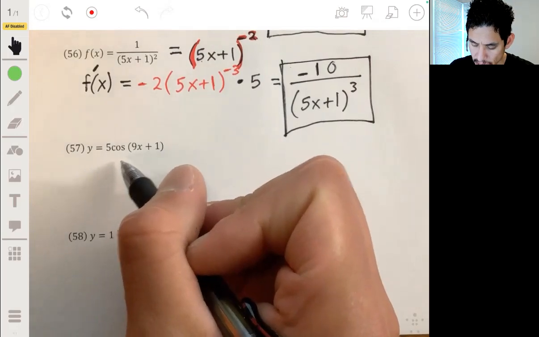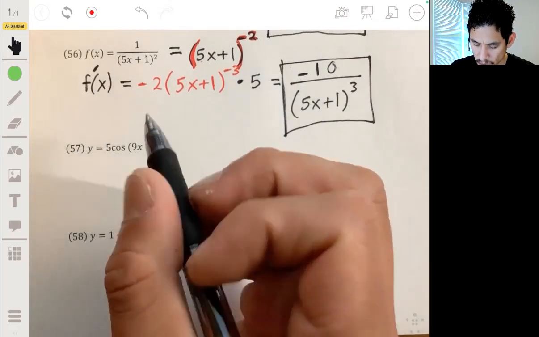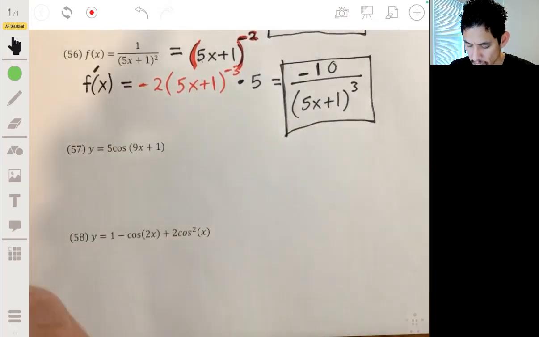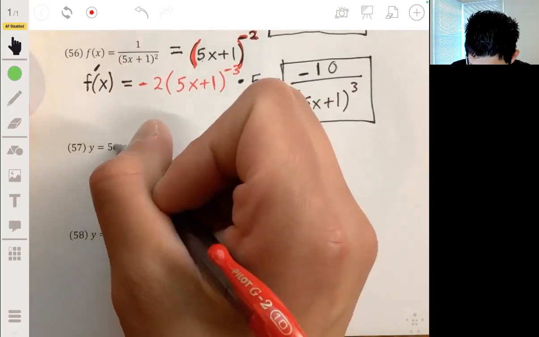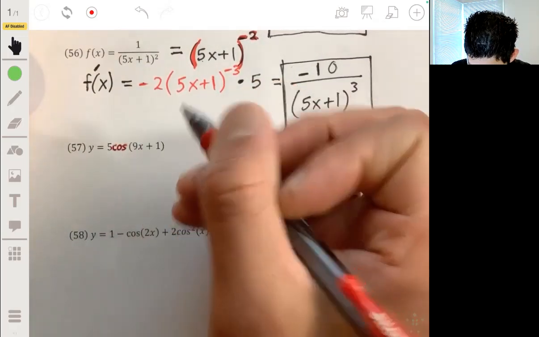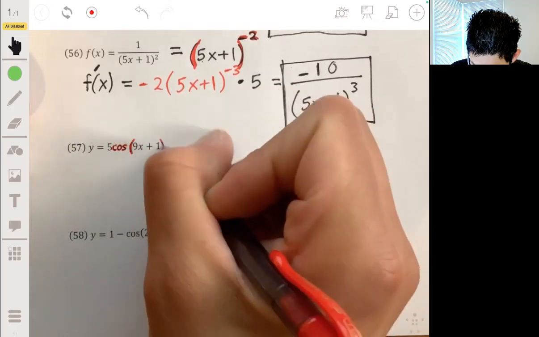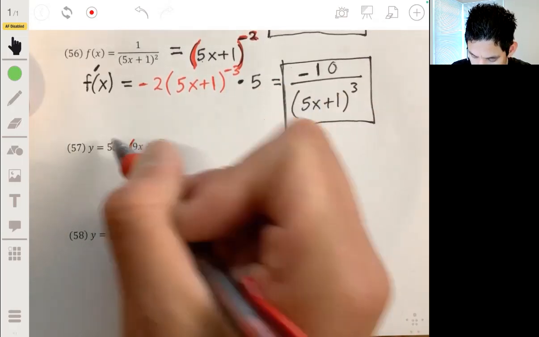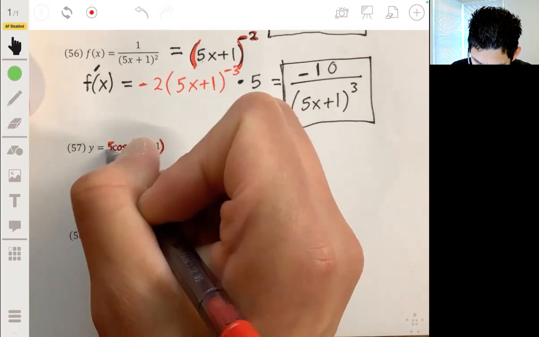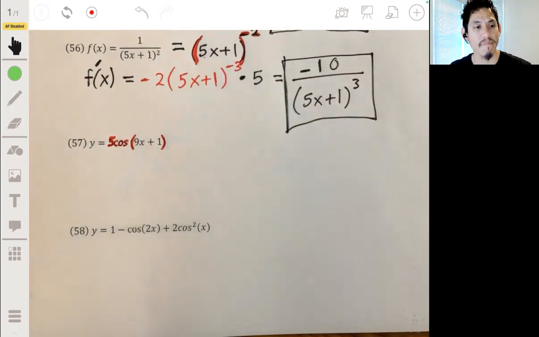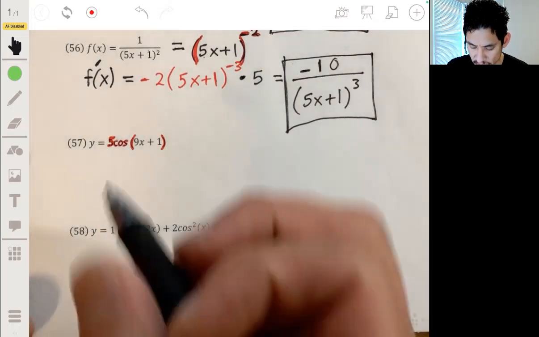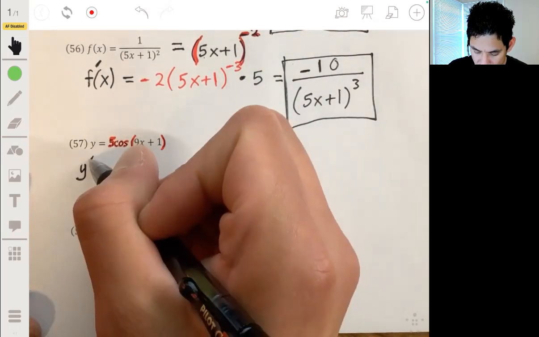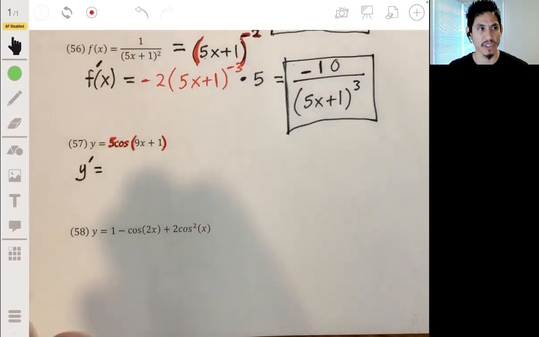All right, next problem. Okay, we got some trig here. Here we have the outside function as the cosine function. We're going to use chain rule again, but the outside function is just the cosine function, or you can think of it as 5 times the cosine function. So we're going to first take the derivative of the cosine function, which, as you should know, is the negative sine function.